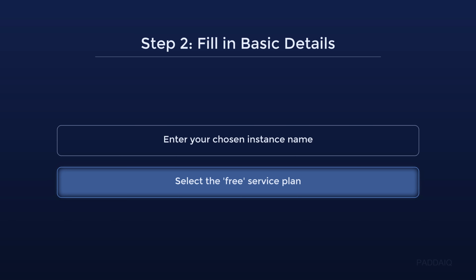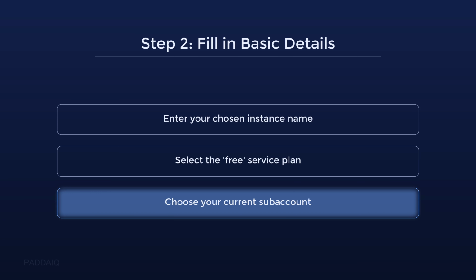Select the free service plan. This means you choose the no-cost option to access SAP BTP services without any charges. For example, when trying out SAP HANA Cloud for Learning, pick the free plan to explore features at zero expense. This ensures you can start using services immediately without financial commitment.